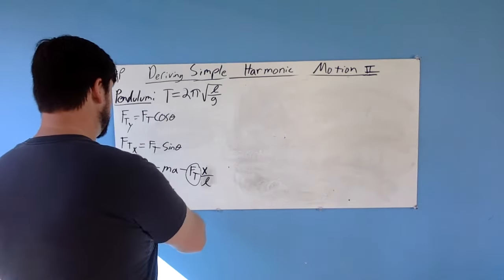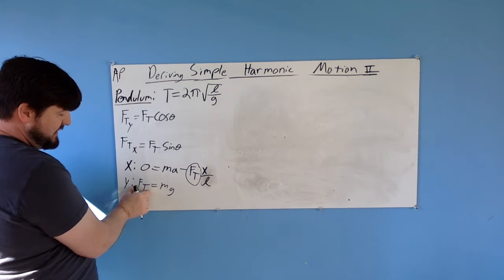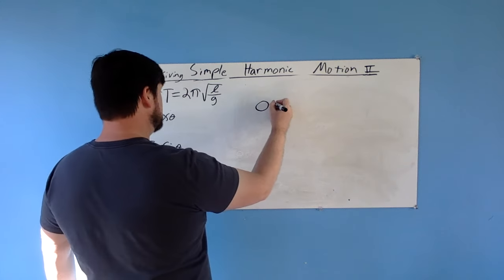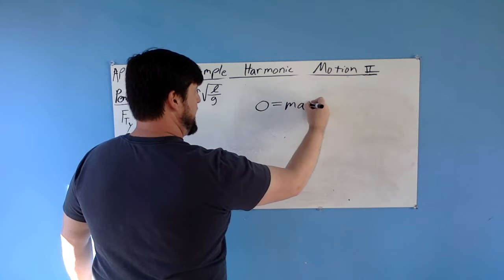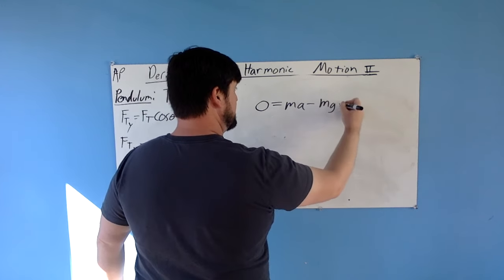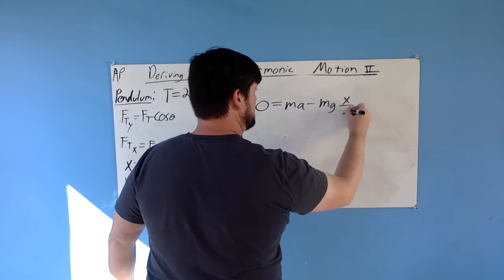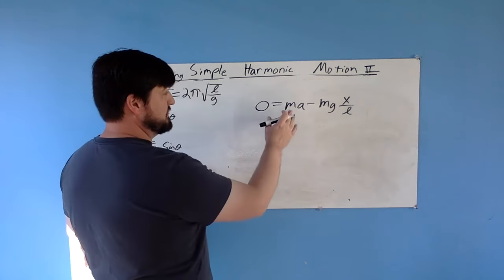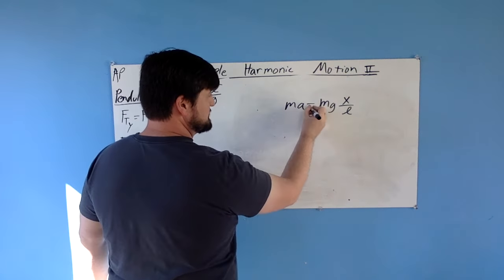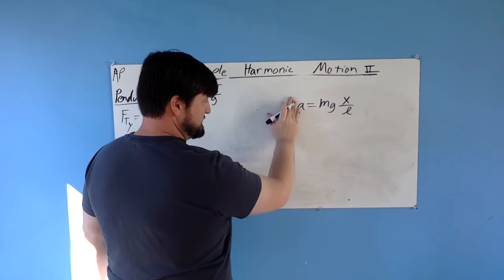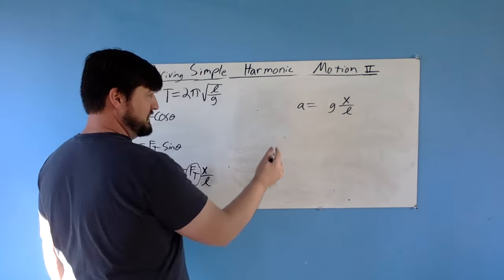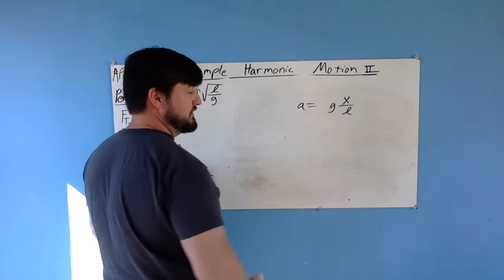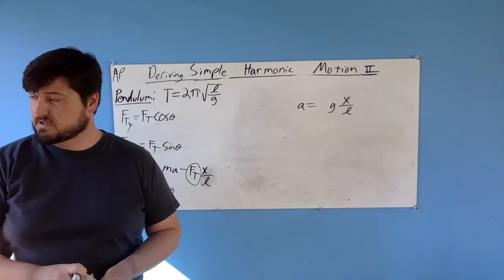All right, so on this one, we're going to take what we found for y, plug that value in here for force of tension on the y. So for x, we will get 0 is equal to ma minus mg times x over the length of the pendulum, okay? And look, mass in two places. So if I bump this one over to the other side of the equation, we get that. Mass is on both sides, so it cancels out. Turns out our acceleration is gravity, this x, over the length of the pendulum. Okay, so now that is interesting.